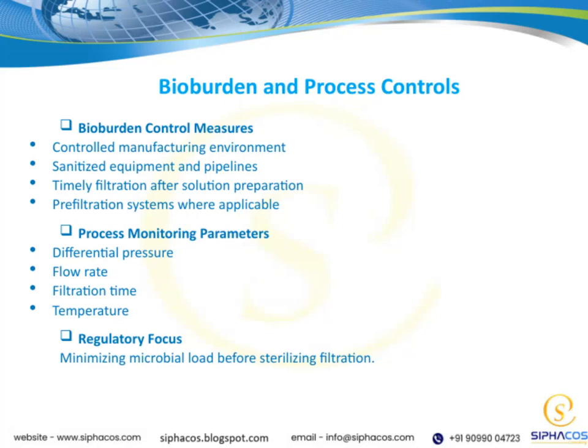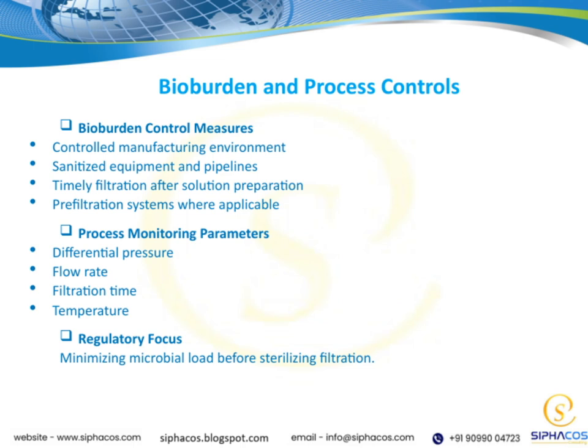Now, let's take a closer look at bioburden and process controls. First, when it comes to bioburden control measures, maintaining a controlled manufacturing environment is absolutely crucial. This includes ensuring that all equipment and pipelines are thoroughly sanitized to prevent any microbial contamination. Timely filtration right after solution preparation is also key, as it helps catch any microbes early on. Additionally, where applicable, using prefiltration systems can further reduce bioburden, adding an extra layer of protection.